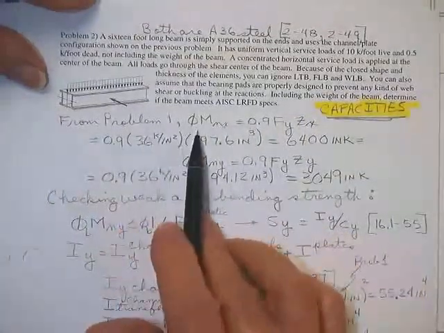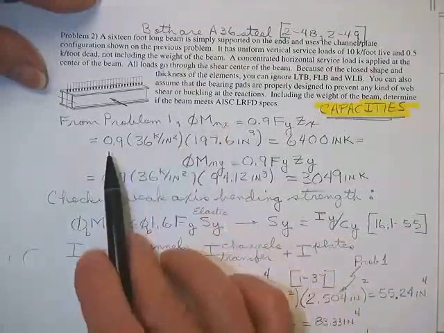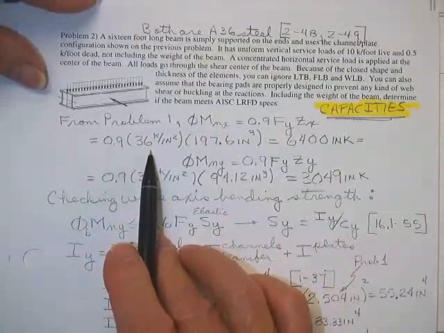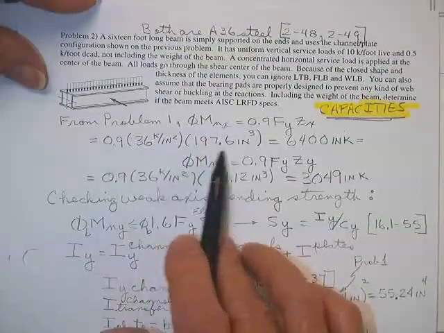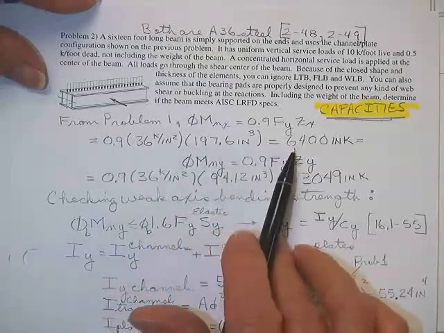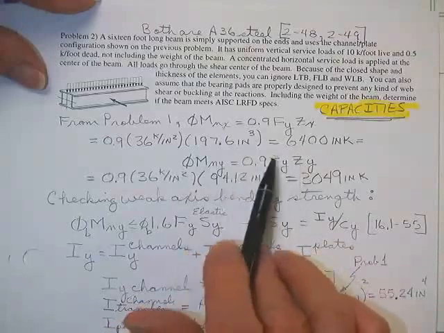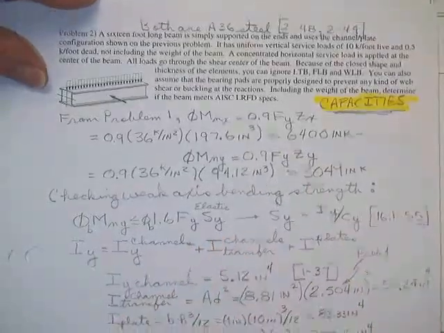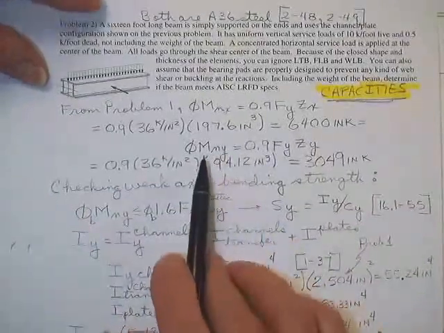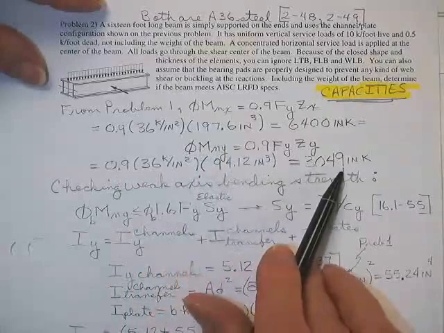So from problem one, the capacity of the beam about the x-axis, 9/10, proper F sub Y, right off the previous page, 200 or 1,000, take your choice. Got this many inch-kips. Any of you mixed inch-kips and foot-kips in quite a few of your calculations. You got to be careful with that. Then about the y-axis, same equation, and you have 3049.